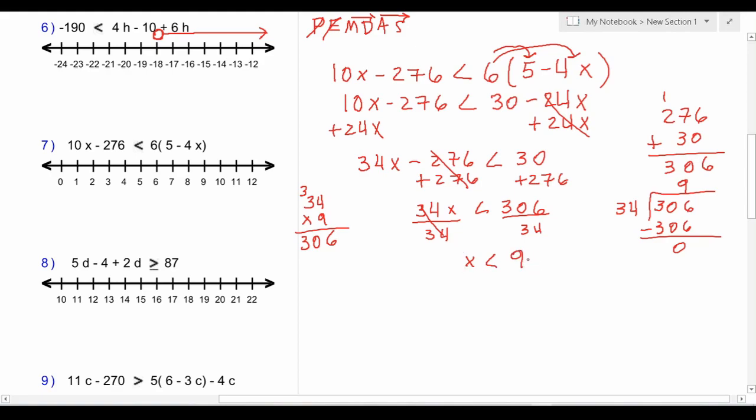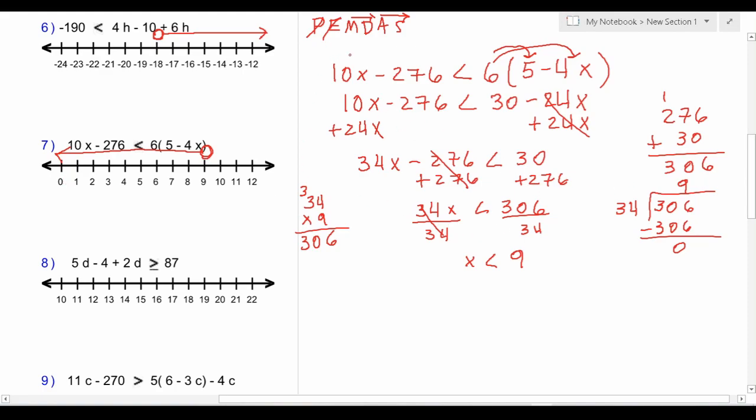In terms of graphing this on the number line, again, since we have just less than, we know we're going to place an open circle over 9, which is right here. And we're looking for all the x values that are less than 9. So that's going to prompt us to draw our arrow to the left. Okay, so that was that one.